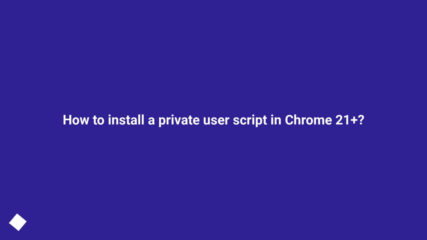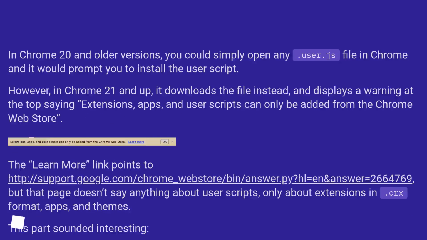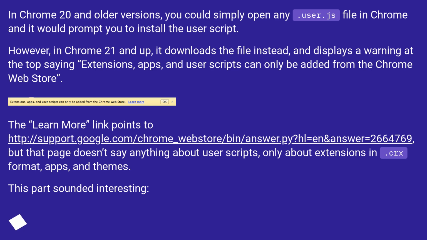How to install a private user script in Chrome 21 plus. In Chrome 20 and older versions, you could simply open any .user.js file in Chrome and it would prompt you to install the user script. However, in Chrome 21 and up, it downloads the file instead and displays a warning at the top saying extensions, apps, and user scripts can only be added from the Chrome Web Store.